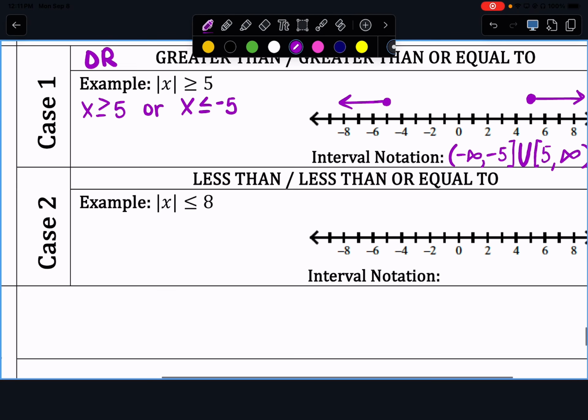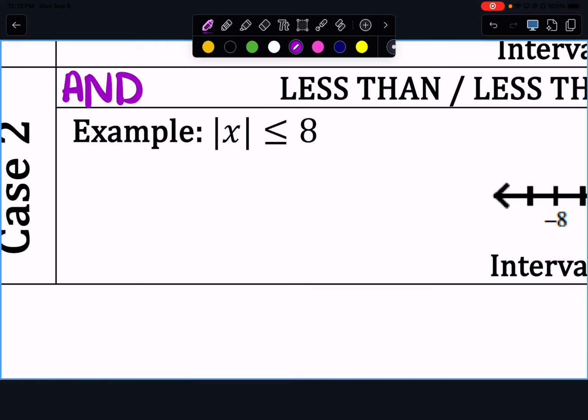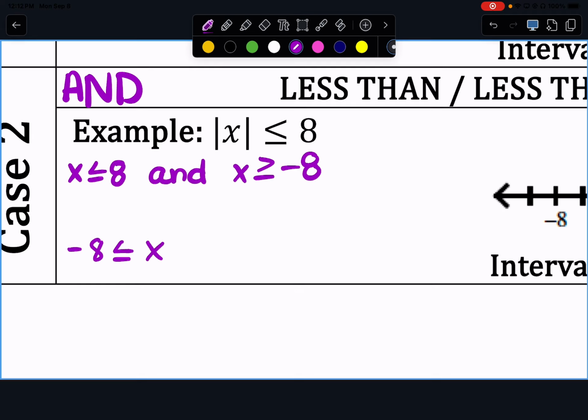Now, for case 2, this is where we look at less than or equal to. That is going to give us an "and" inequality. So our example here is absolute value of x is less than or equal to 8. For this, we'll have that x is less than or equal to 8, and x is, we take and flip our inequality, so greater than or equal to negative 8. Or we could also write that as negative 8 is less than or equal to x, which is less than or equal to 8. We can set it up either of those ways, okay?